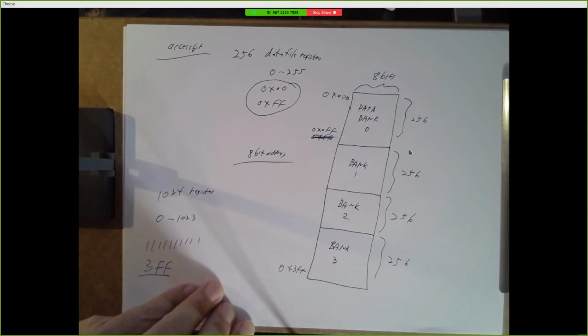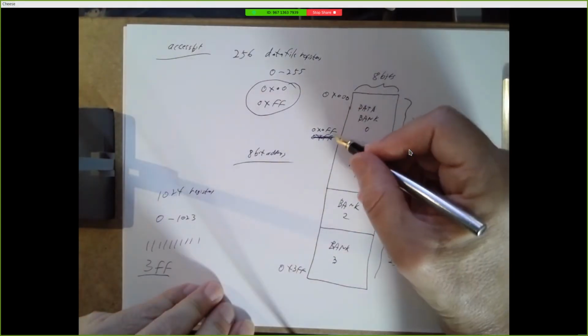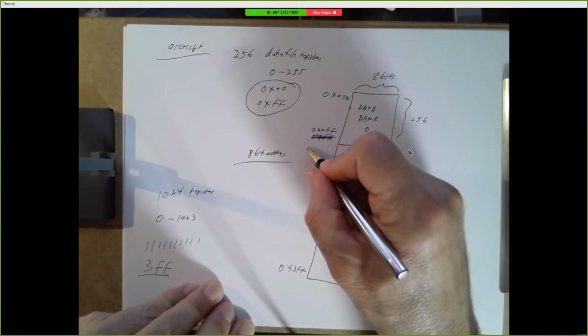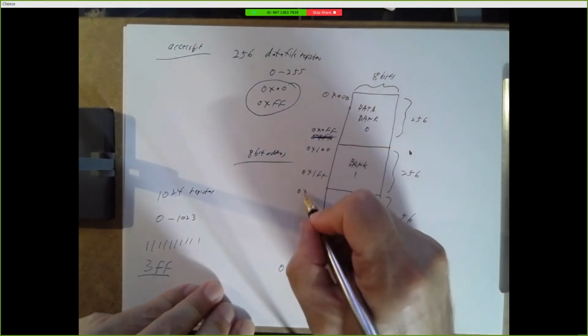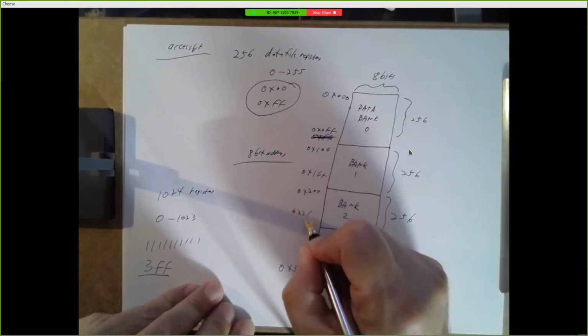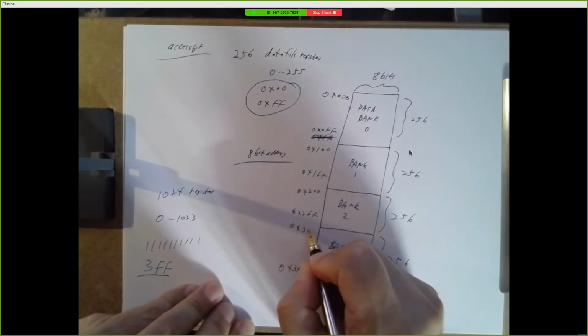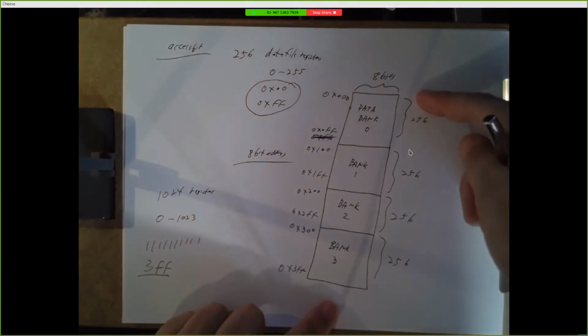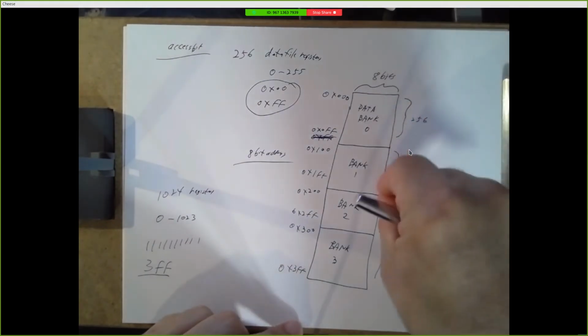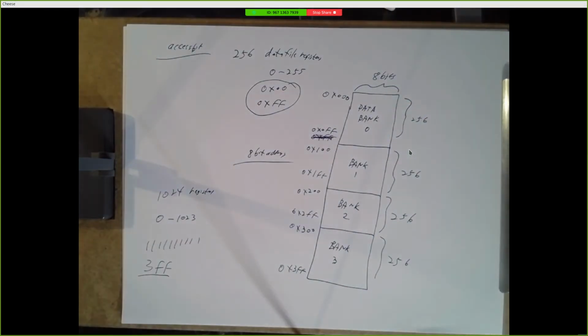And if I think of the addresses of these things, this first bank goes from 0 to 0FF. This goes from hex 100 to hex 1FF. Hex 200 to hex 2FF, and hex 300 to hex 3FF. Okay, all I'm doing is taking this 1024 chunk of memory and I'm breaking it into these smaller pieces that are each 256 file registers.